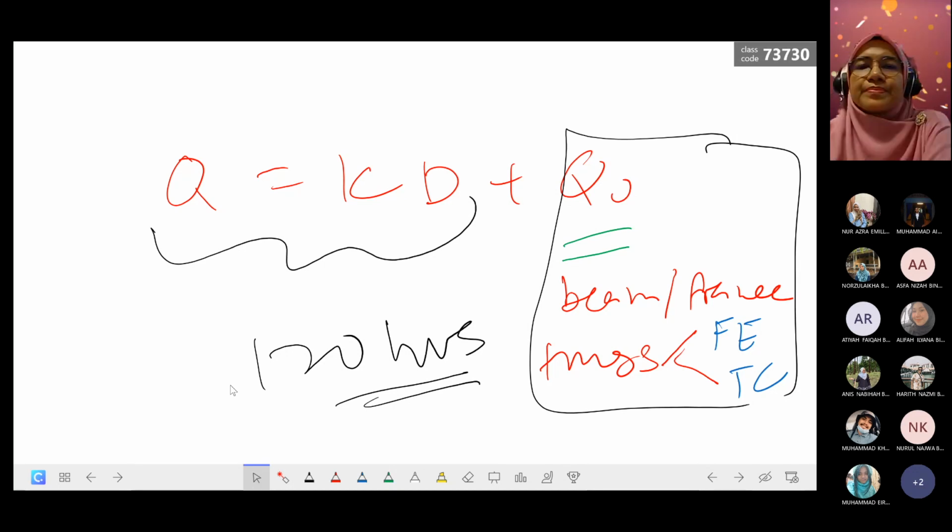Okay, kalau ada soalan boleh tanya personal juga, boleh tanya dekat chat, team chat pun boleh, conversation pun boleh. So saya akan jawab lah.